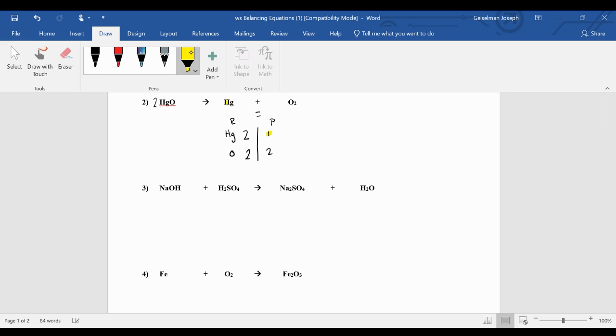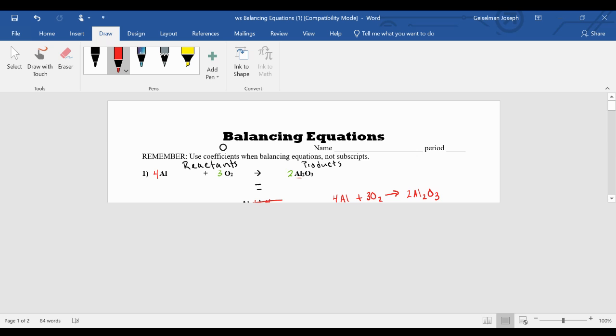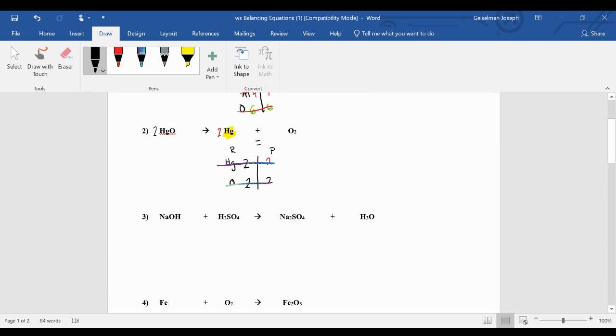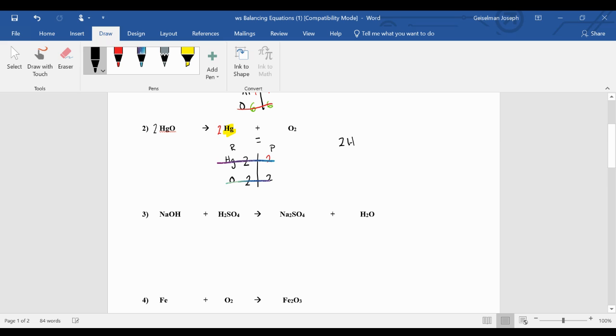And now the only problem is this guy. And the way we fix that is if we put a 2 in front of there. Now we have 2 everywhere that we need it: 2 mercury on this side, 2 mercury on this side, 2 oxygen over here, 2 oxygen over here. All right, they cancel out, we're all good, and our new equation is 2HgO gives us 2Hg plus O2.